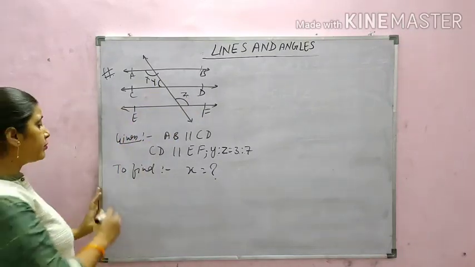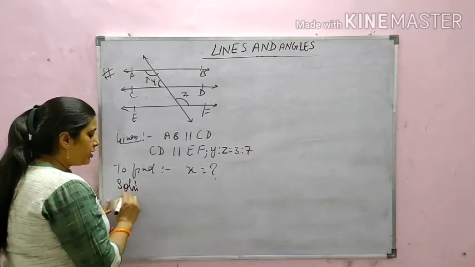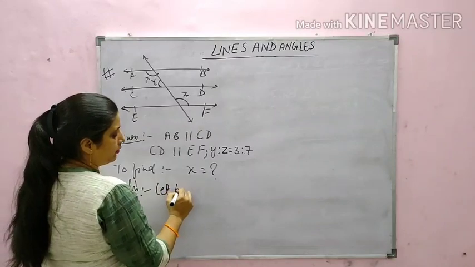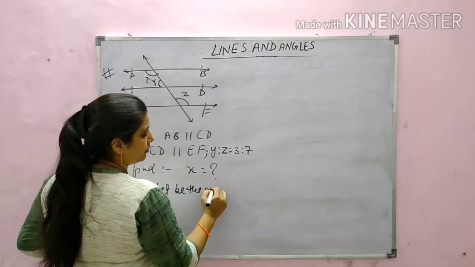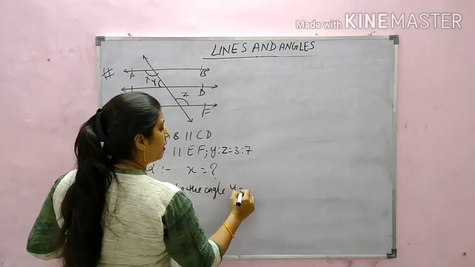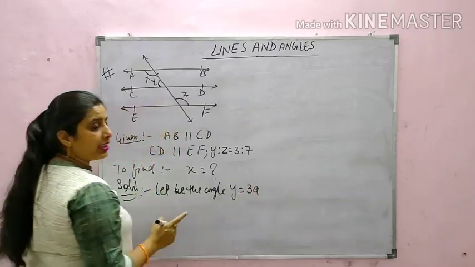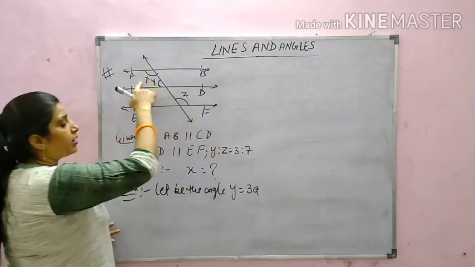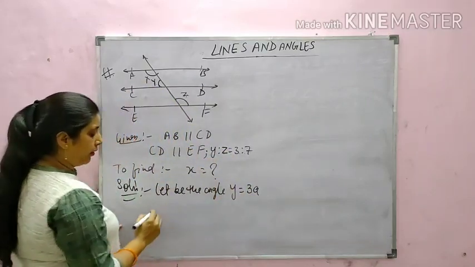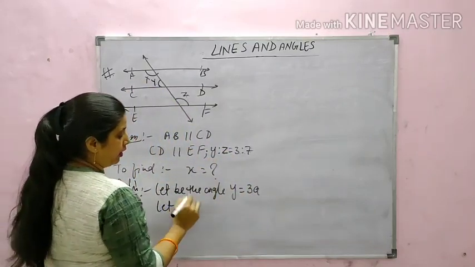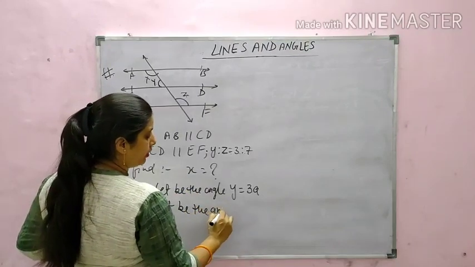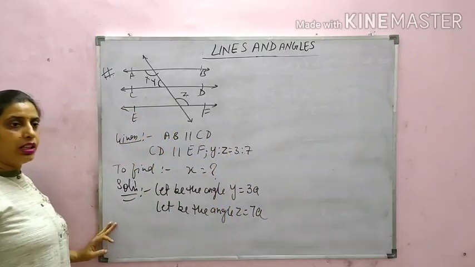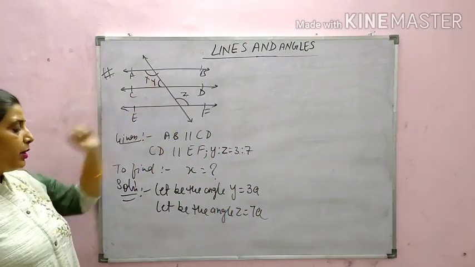It means in the solution, because the angles are given in ratio, we will let the angle y be 3a. I will not take it as x because in the previous question I took x, and x is given here. That's why I am writing a here. Let the angle z be 7a. Clear?